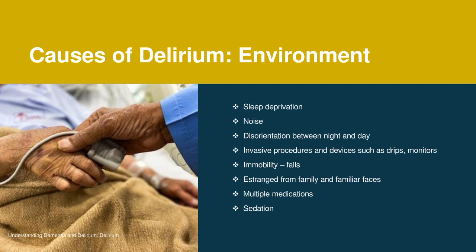Other causes then, outside of the person's body, are the environment. If the person's sleep deprived, if there's a lot of noise, if they're disorientated between night and day, which might be affected by their dementia. If, like in hospital wards, they may have had what we call invasive procedures, so they may have had drips put into them, they may have catheters put in, there may be monitors, lots of bleeping, lots of noise. If the person's immobile and they're falling.